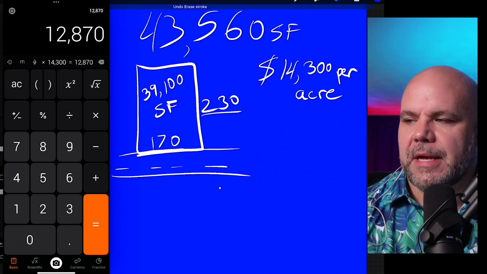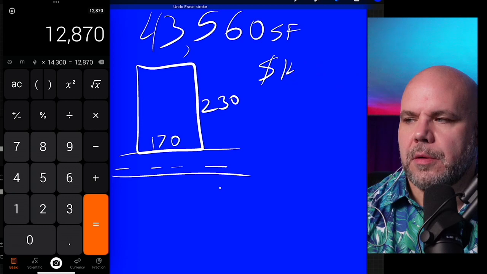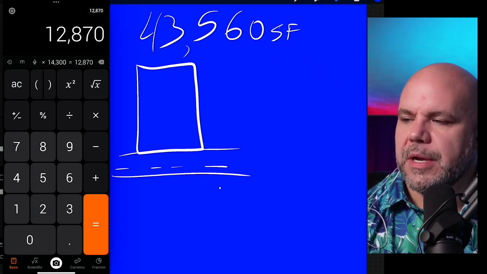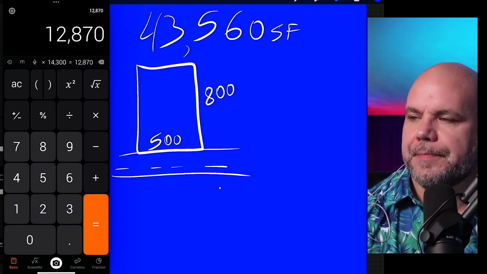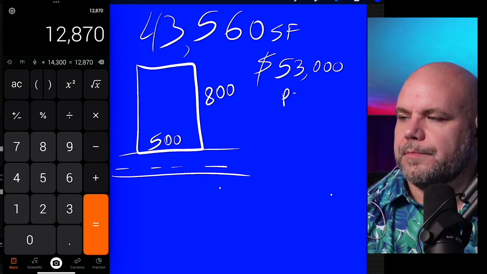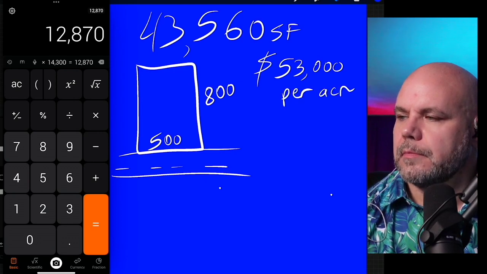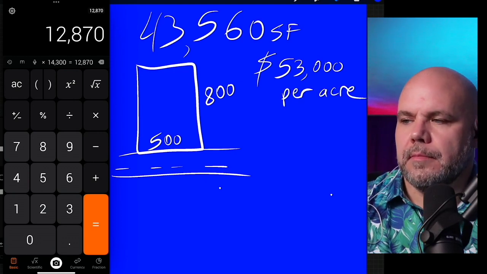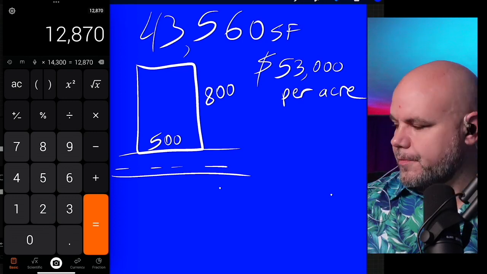This time the lot dimensions are bigger. 500 by 800. And the price per acre is $53,000. I'll let you work your magic.